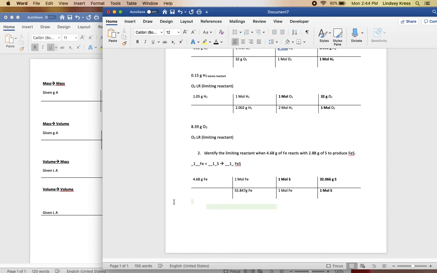And then you put it into a calculator and you get 2.69 grams of sulfur. So if I use all of my iron, 4.68 grams of iron, I need 2.69 grams of sulfur. Let's go back up here. How many grams of sulfur do I actually have? Oh, I have 2.88 grams. So what this is saying is sulfur is going to be your excess reactant. And if sulfur is your excess reactant, then that means that iron, or Fe, is your limiting reactant.